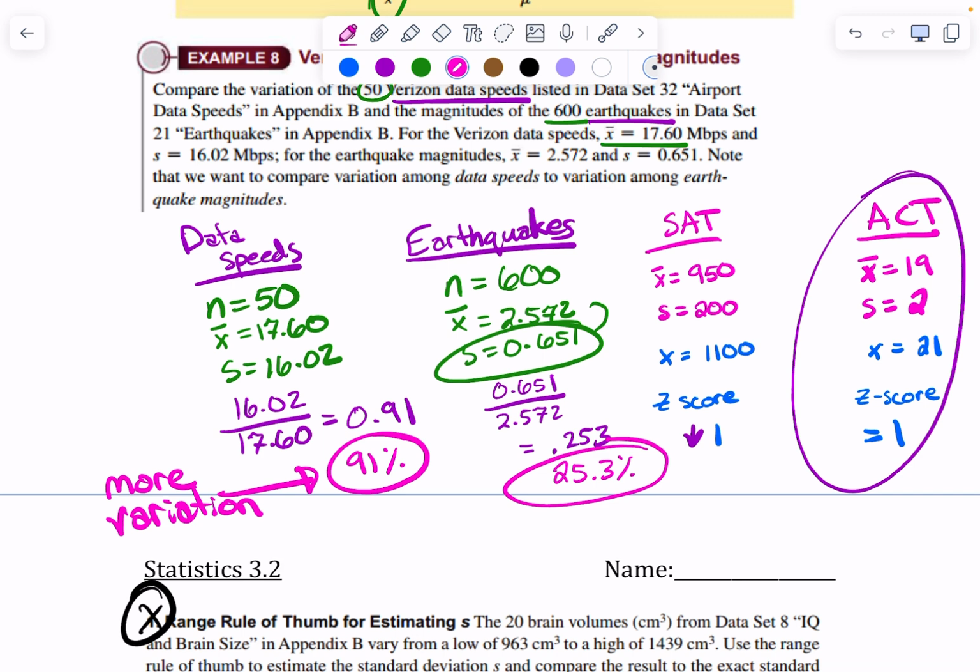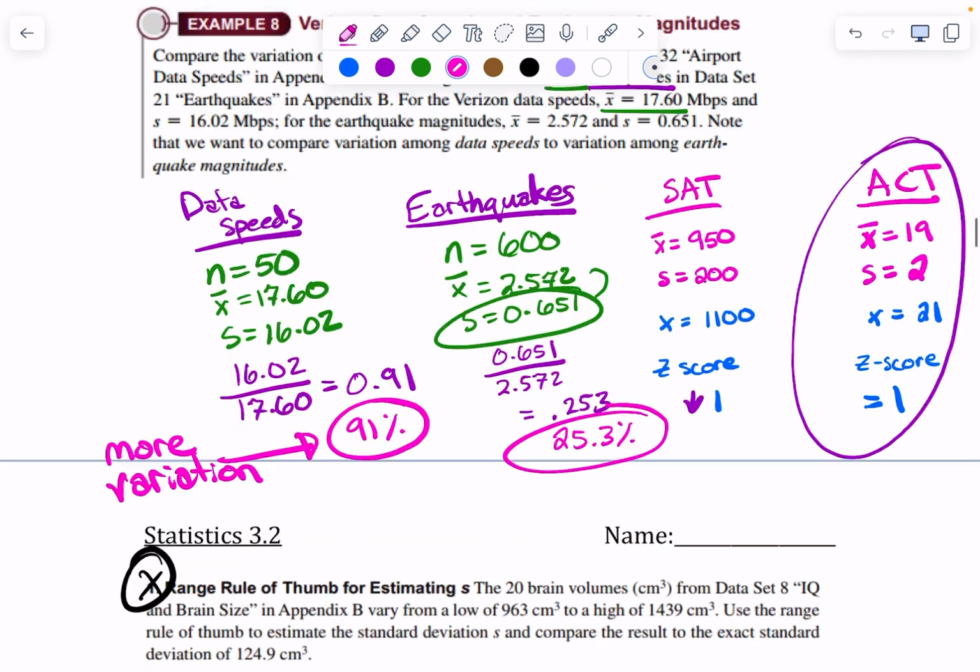Why did we write down n? We didn't need n. But I'm just training you because going forward, we'll be doing lots of examples where n will be a factor. So just get used to writing everything down in terms of n's and s's and all that stuff.